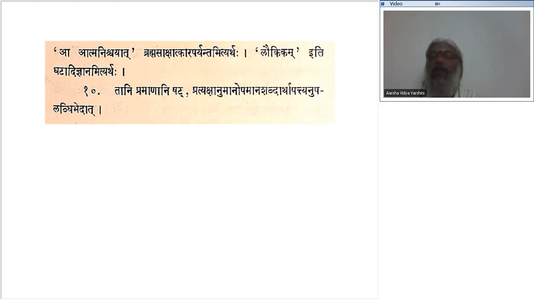Anupalabdhi means what? Knowing absence of something. Now, we say that Pratyaksha can only reveal presence of something. Pratyaksha does not reveal absence. If you say there is no pot on the table, the Indriya Pratyaksha is only revealing the table to you. In your mind, you bring the pot into the context and say, I do not see the pot on the table, therefore I cognize pot's absence on the table.